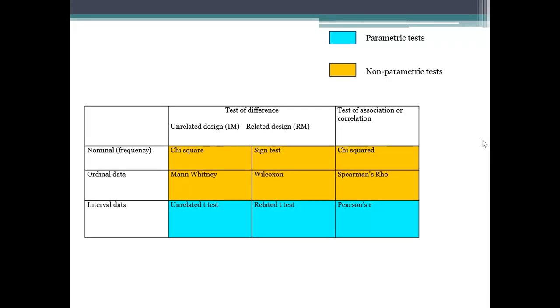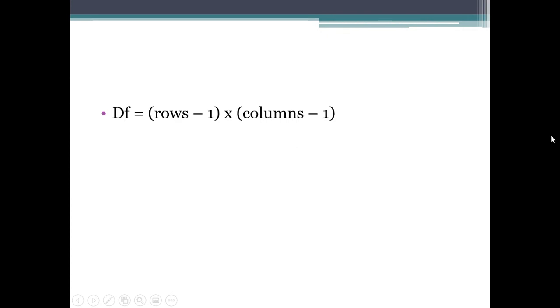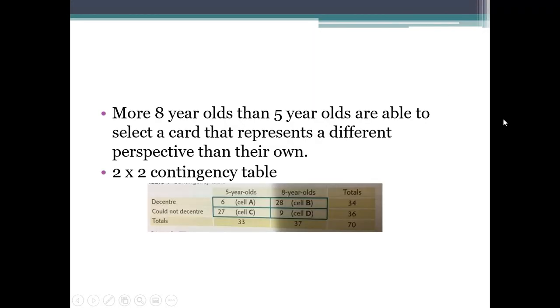Chi-square test is done on nominal data. It's a difference, it's an unrelated design. You tend never to see it in an exam as a correlation, so just ignore the correlation bit there. It's a difference and unrelated design. Chi-squared also uses degrees of freedom.